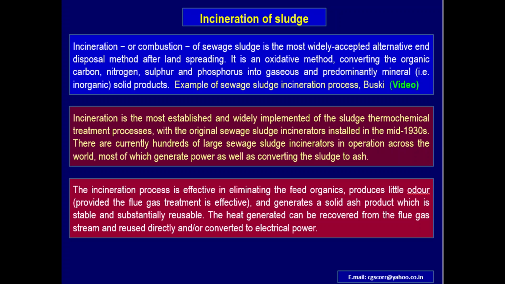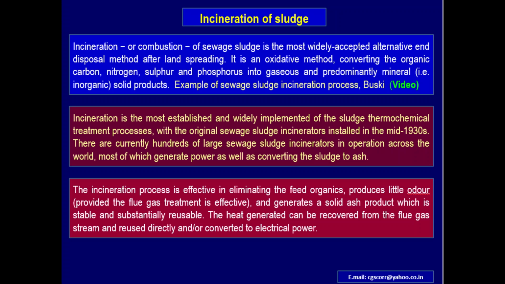Incineration of sludge. Incineration or combustion of sewage sludge is the most widely accepted alternative end disposal method after land spreading. It is an oxidative method converting the organic carbon, nitrogen, sulfur, and phosphorus into gaseous and predominantly mineral, that is inorganic, solid products. Example of sewage sludge incineration process, you can observe in a video in the coming slide. Incineration is the most established and widely implemented of the sludge thermochemical treatment processes, with the original sewage sludge incinerators installed in the mid 1930s.